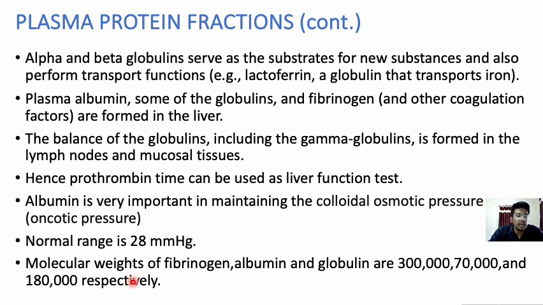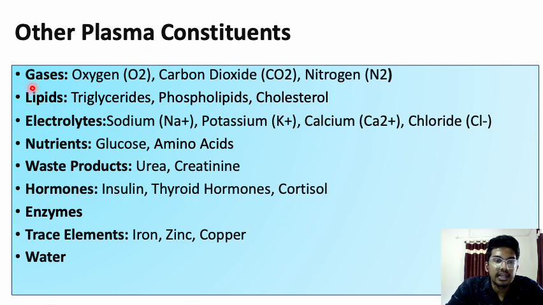The molecular weights of fibrinogen, albumin, and globulin are 3 lakh Dalton, 70,000 Dalton, and 1 lakh 80,000 Dalton, respectively. Okay. And other plasma constituents are gases: oxygen, carbon dioxide, nitrogen; lipids: triglyceride, phospholipid, cholesterol; electrolytes: sodium, potassium, calcium, chloride; nutrients: glucose, amino acids; waste products: urea, creatinine; hormones: insulin, thyroid hormone, cortisol; enzymes, trace elements, and water.